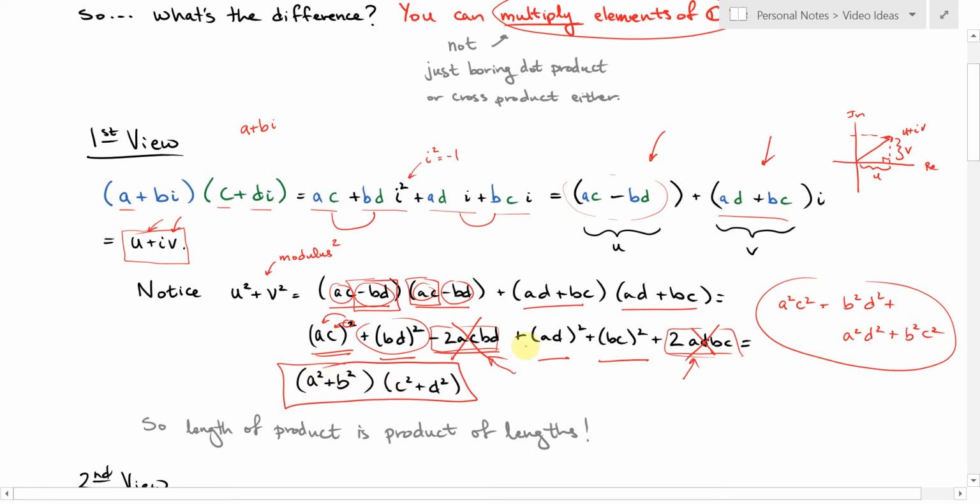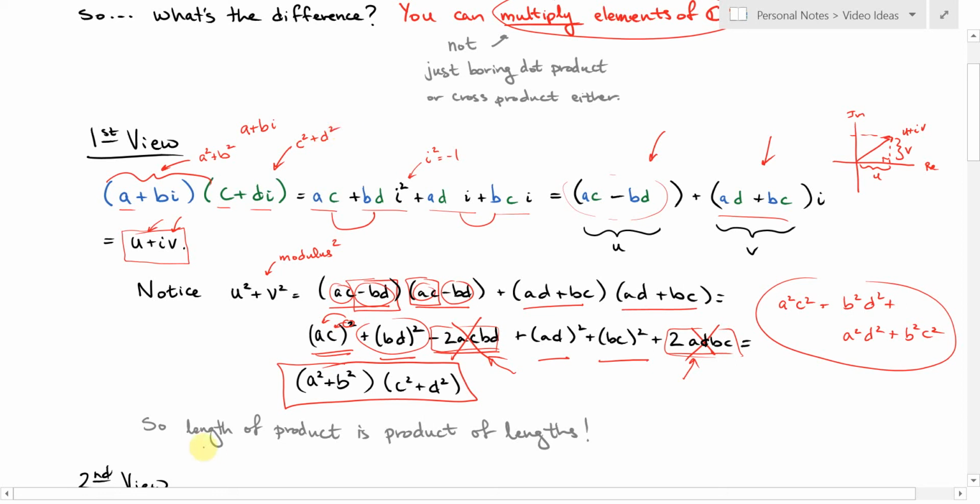Well, because if you go back to these original numbers that we started off multiplying, it was a plus bi. The modulus squared of this would have been the real part squared plus the imaginary part squared, for the same reason as this picture. And the same thing with c squared plus d squared, the other complex number. Its modulus squared, its size or norm squared or length squared, would equal c squared plus d squared.